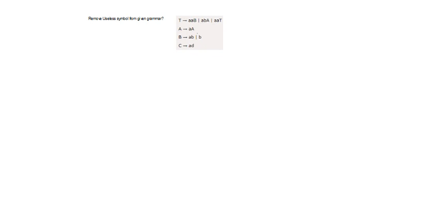So first we'll see how to remove useless symbols from the grammar. I have kept one example grammar here, that is T implies AB or ABA or AT, where the slash symbol represents or. Then A implies A, B implies AB or B, C implies AD. So we will identify which are the useless symbols.